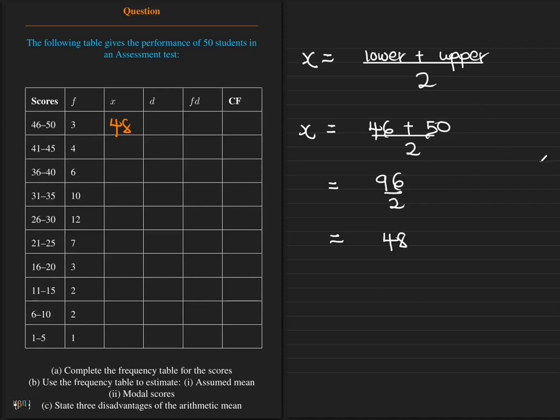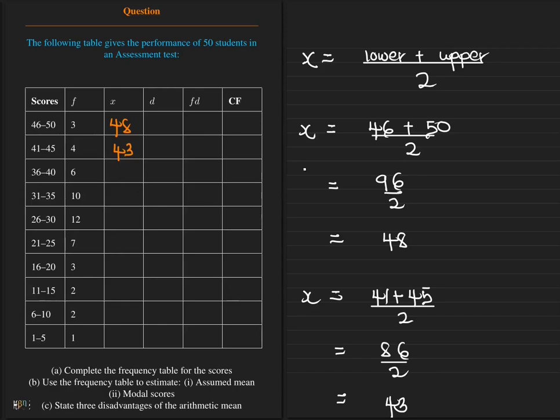Then we come to the second one. So it's the same procedure, right? So for the second one now, our X is going to be the lower plus the upper. This time around it is 41 plus 45. And then we divide that by 2. 41 plus 45 simply gives us 86. So 86 divided by 2 is going to give us 43. So we write our 43 right here. You see? So that is just how it goes.